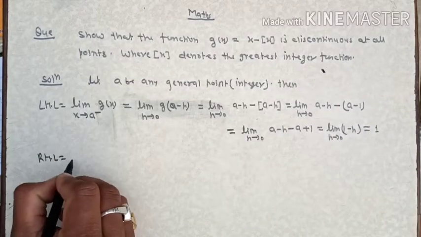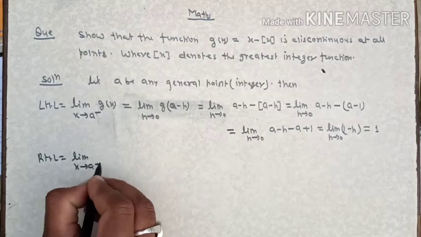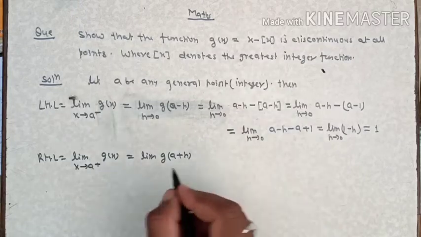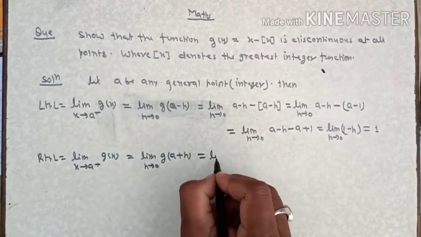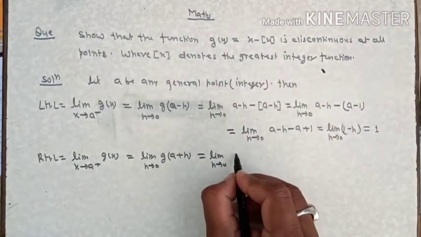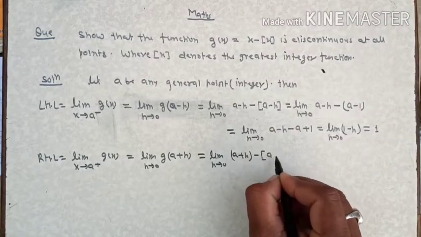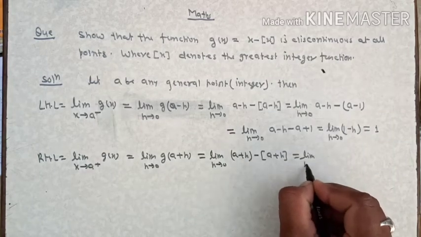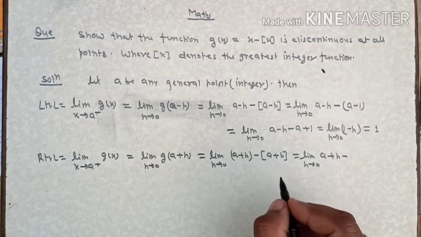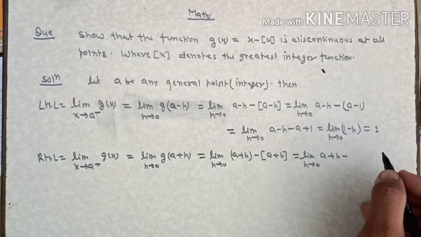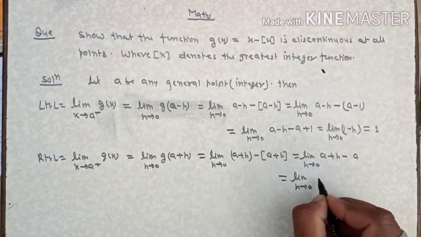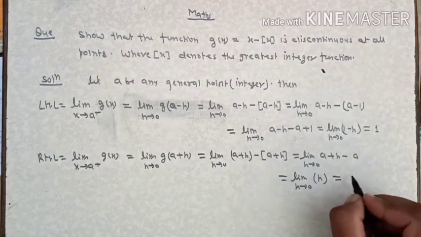Now find the right hand limit. Limit as x tends to a positive g(x) equals limit of g(a + h) from the right side, where h tends to 0. Here g(x) = x - [x], so a + h - [a + h]. A + h means slightly greater than a, so the greatest integer of a + h is a. So limit h tends to 0 of h. Now put the value of h, we get 0.